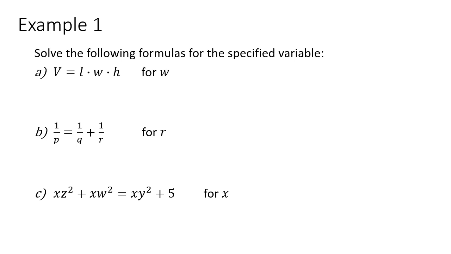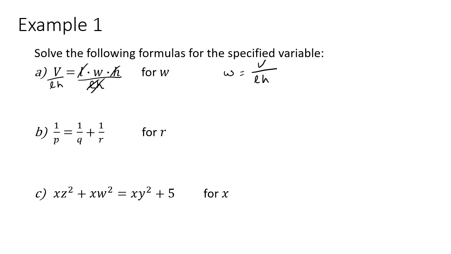Well, this one's pretty straightforward because it's just straight multiplication and division. There's no addition or subtraction getting in the way. So if I want to get the W by itself, all I have to do is divide by L times H. And we get the formula W is equal to V divided by length times height.